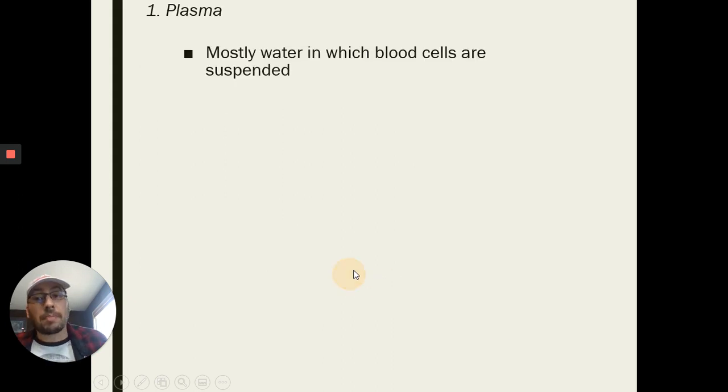Going to the plasma and back to the vampire stories, those poor monsters were just thirsty. Okay, it's mostly water. Plasma is primarily water in which the blood cells are suspended.